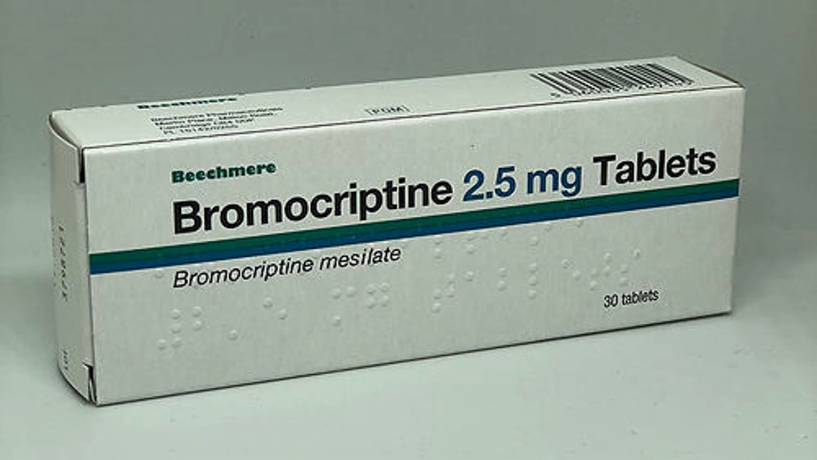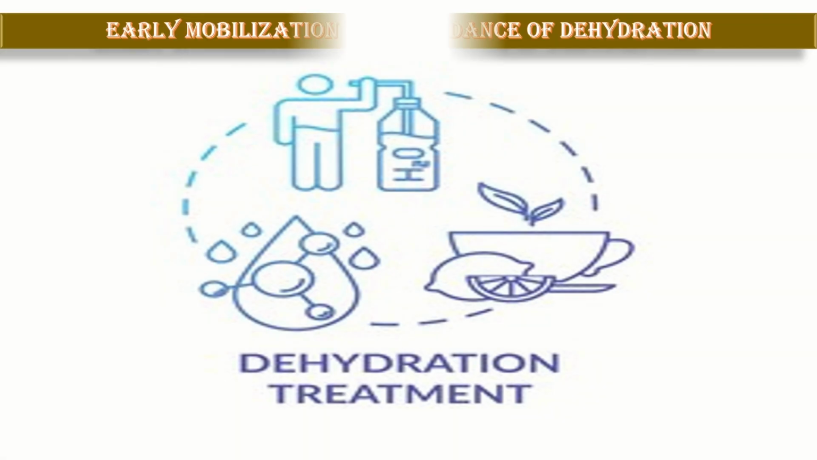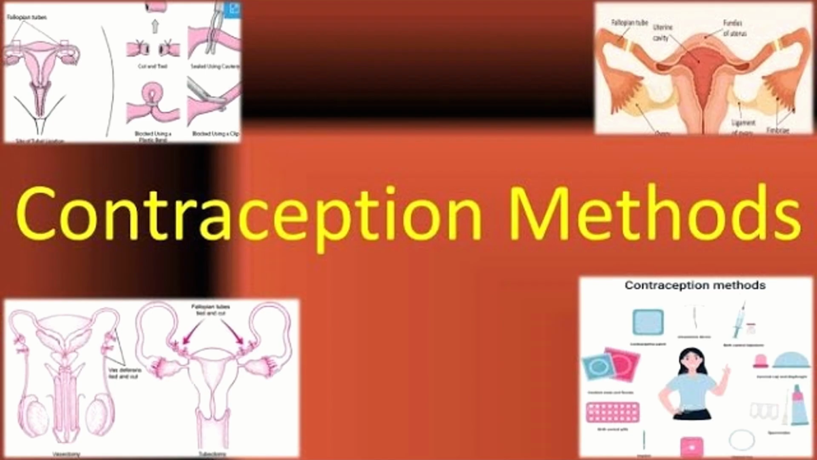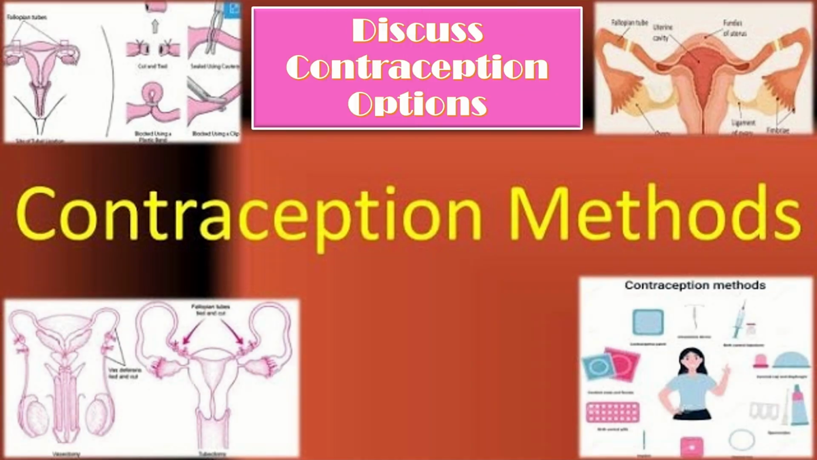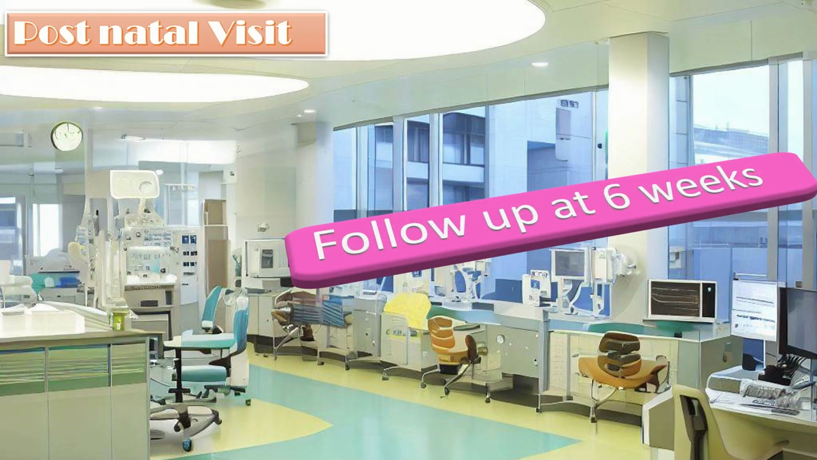To stop lactation, advise bromocriptine starting from the dose of 1.25 to 2.5 milligram once a day, and increase the dose to 2.5 milligram every 2 to 7 days as needed. However, the dose is usually not more than 15 milligram per day. Early mobilization and avoidance of dehydration is advised to the patient, and discuss the different methods of contraception with her. And after providing appropriate care in the hospital, call her for a postnatal visit as well, which includes follow-up in OPD at 6 weeks to assess the general health of the patient.